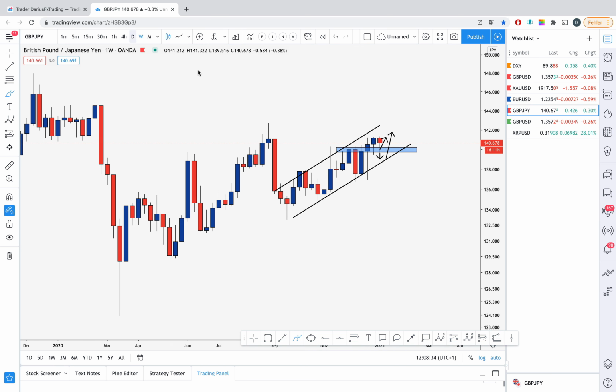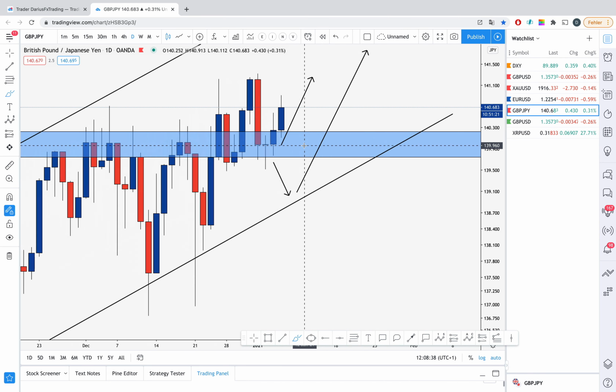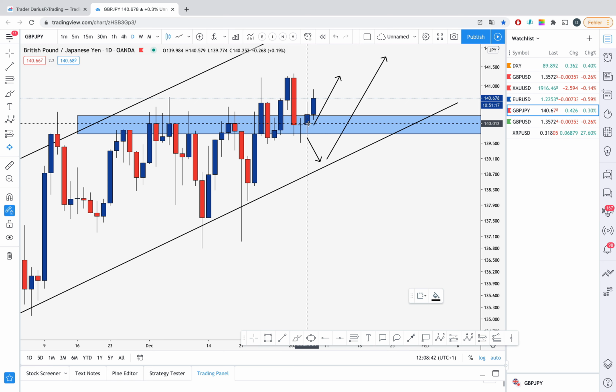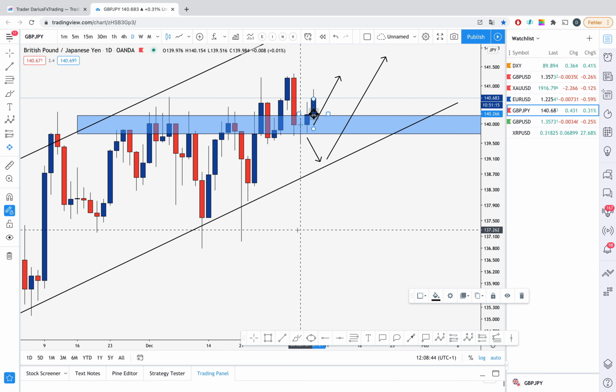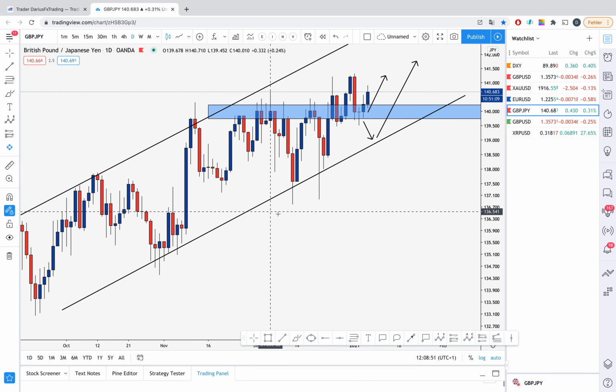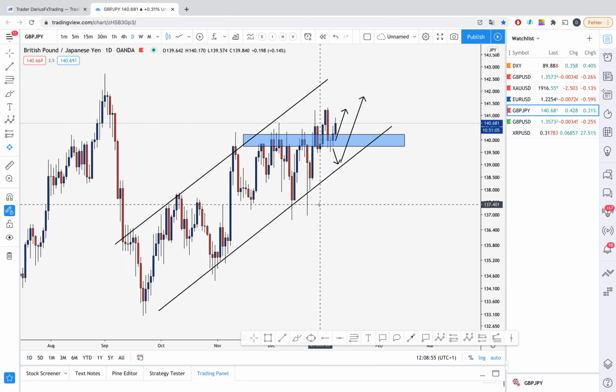GBPJPY, yeah, super bullish. We are long in the inner circle. We're already in nice profit right now. We smashed our entry around this area over here, and the market went exactly in our favor. We are right now at some kind of area of resistance, but still GBPJPY should go more to the upside.